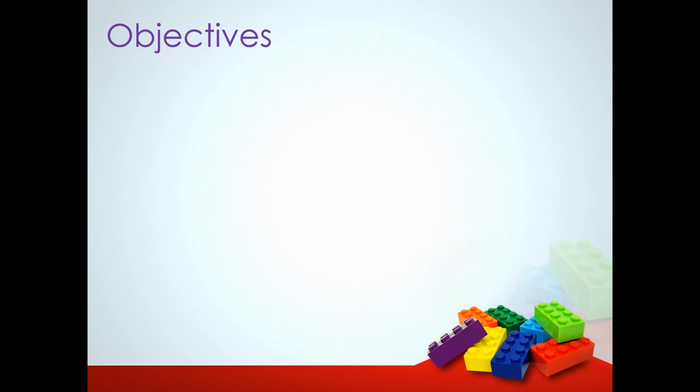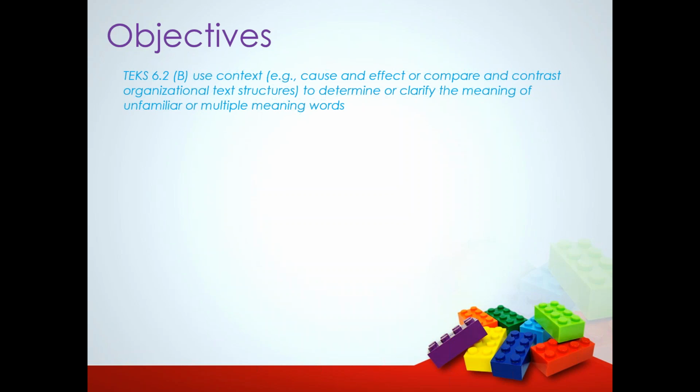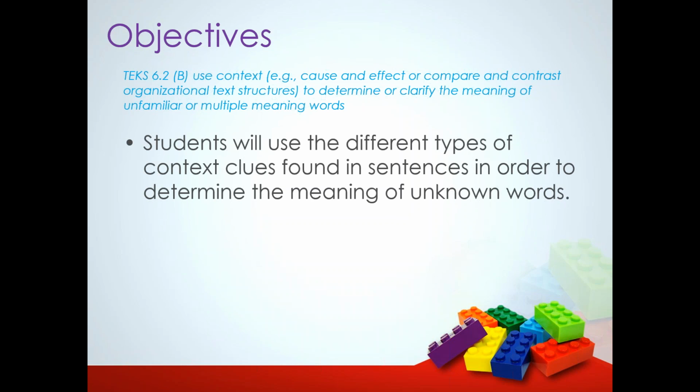So what I'm going to do now is walk you through some possible objectives when you get ready to teach context clues in your classroom. Today I'm going to look at 6th, 7th, and 8th grade, taking those middle grades. So here's the TEKS for 6th grade and using context clues. An objective that I might use as a teacher might be: students will use the different types of context clues found in sentences in order to determine the meaning of unknown words.